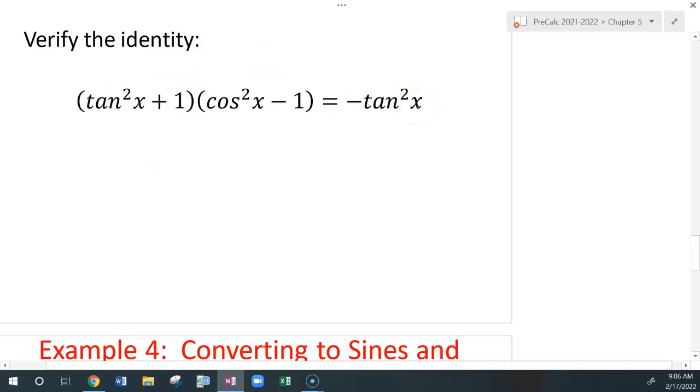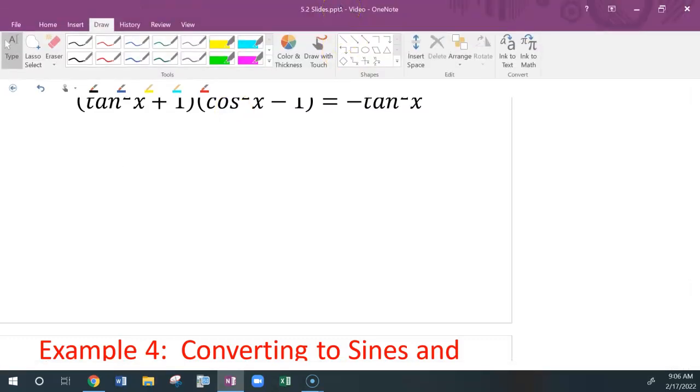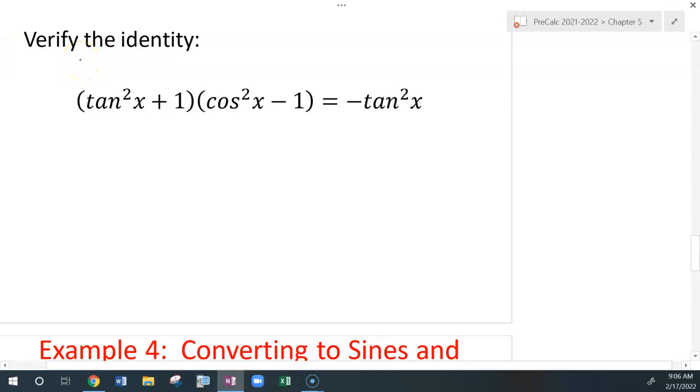All right, so here I have this one. Notice I have a tangent squared x plus 1 and a cosine squared x minus 1. Well, remember we have some trig identities that we can use. So let's use our Pythagorean identities. 1 plus tangent squared x is going to equal secant squared x. So I'm just going to substitute that in. Cosine squared x minus 1. So let me show you where that comes from.